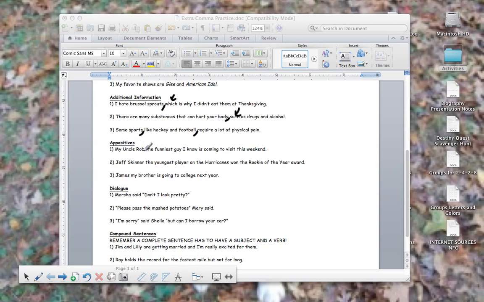Okay, let's look at appositives. Remember, appositives repeat the same information. My Uncle Rob, the funniest guy I know. So we're repeating who Uncle Rob is. He's the funniest guy I know. And again, appositives, they're kind of separated from the rest of the sentence. Jeff Skinner, the youngest player on the Hurricanes. So again, this is the same information. Jeff Skinner is the youngest player on the Hurricanes. James, my brother, again, this is repeating, James, my brother, is going to college next year. All right, so that's appositives.